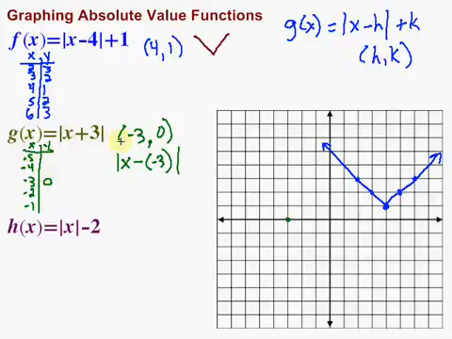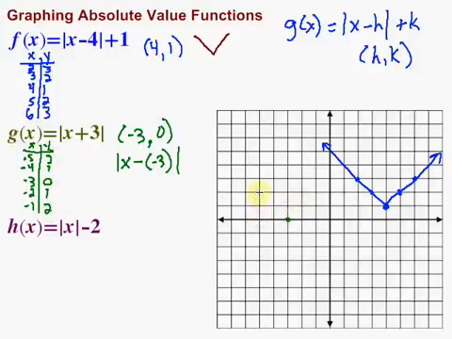Then we can go ahead and fill those values in. Okay, so negative 5 plus 3 is negative 2, the absolute value of which is 2. Then negative 4 plus 3 is going to be negative 1, the absolute value is 1. We already did the negative 3. Negative 2 plus 3 is going to be 1, the absolute value is 1. Finally, negative 1 plus 3 is 2, the absolute value of which is 2.